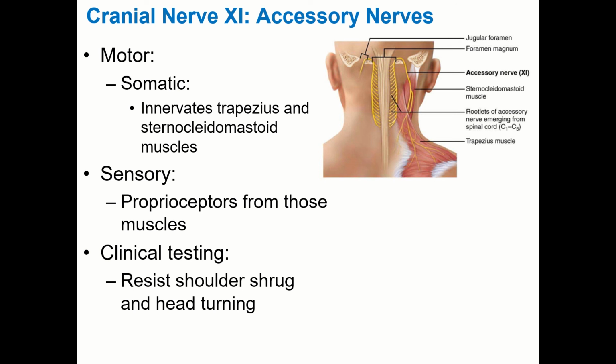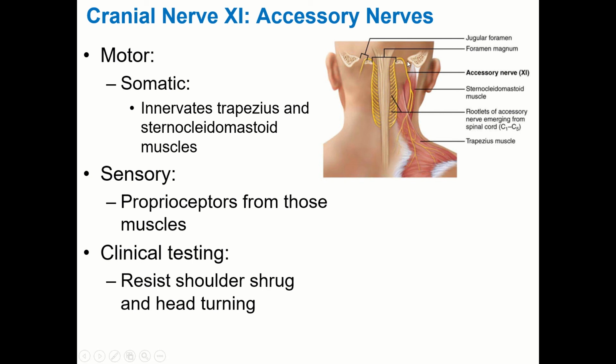So I mentioned at the outset that the cranial nerves arise either directly from the brain or from the brain stem, and that the rest of the nerves arise from the spinal cord. Well, the accessory nerves actually arise from the spinal cord, but are classified as a cranial nerve because they go from the spinal cord back inside of the skull.